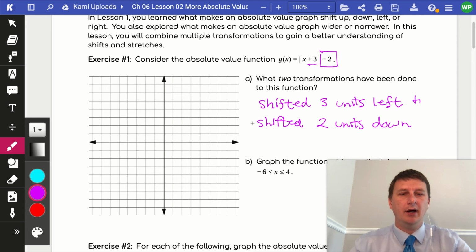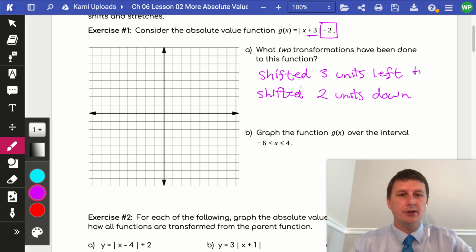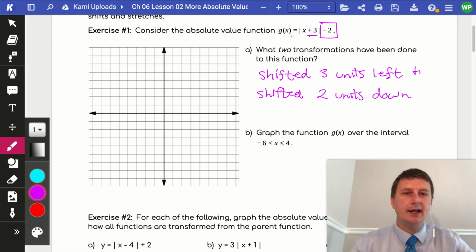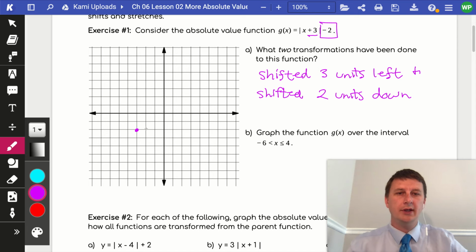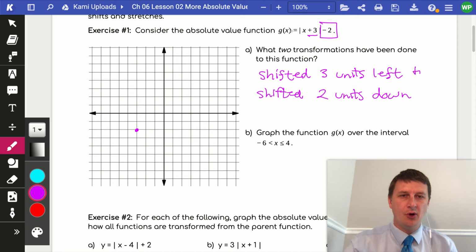So knowing that much, we know how to graph this function without even setting up a table, because we know where our vertex is going to be. It's going to be 3 units to the left of 0, 0 and 2 units down. So our vertex is going to occur at the point -3, -2. Once we know that, and we see that no number is being multiplied by it, we know the slope of this is just going to be up 1 over 1, up 1 over 1.